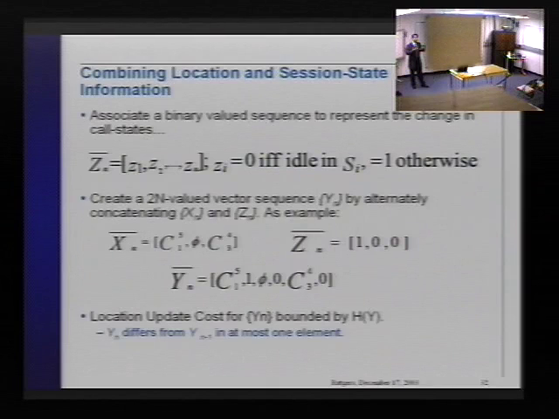So one of the first things we do, to make this prediction work, is create an even longer random vector. We associate a binary valued sequence with the call states as well. So let Z bar n be the call vector Z1, Z2, and so on. These are binary values. It's 0 if the mobile is idle in radio interface SI, and 1 if it's active. Then you create this 2n valued vector sequence Yn. I'll give you the example. So with two subsystems, you can have C1, phi.